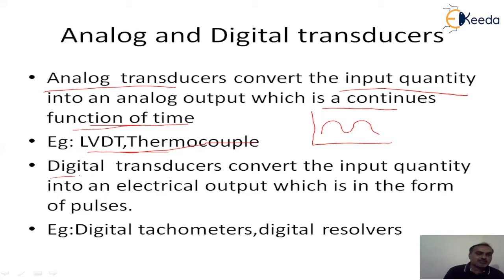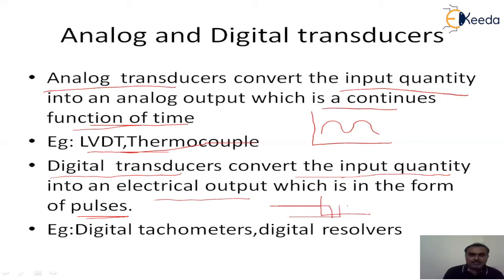These transducers convert the input quantity into an electrical output in the form of pulses. Suppose I take it here, it will be in the form of discrete pulses. The best examples are digital tachometers and digital resolvers. Digital tachometers are used in the measurement of velocity, and digital resolvers are used in the measurement of displacement. Later we are going to study these things. These are the examples of analog and digital transducers.